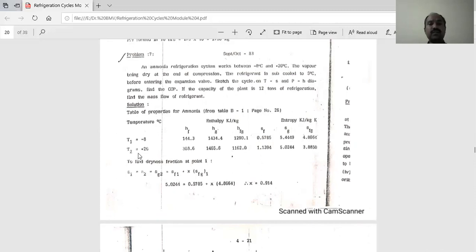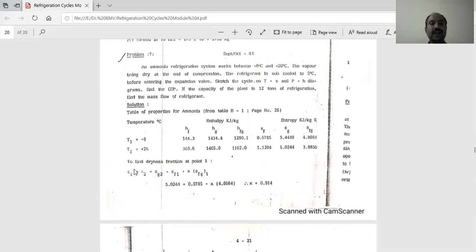Already you know how to read this thermodynamics data handbook. Almost all the students have this handbook. We use it in basic thermodynamics in the 3rd semester. So you should take this handbook and read out all these values.